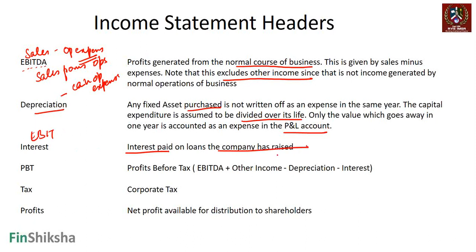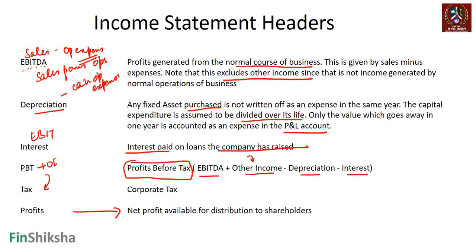Once you pay the interest, you take EBITDA plus other income minus depreciation minus interest. Now you include the other income because other income will involve taxation, right? To get to profit before taxes, what is left? So EBITDA minus depreciation minus interest will give me the profit before tax. You have to add the other income to this because there is tax on that as well. And then you pay the tax. What is left finally is the net profit available for distribution to the shareholders, correct?